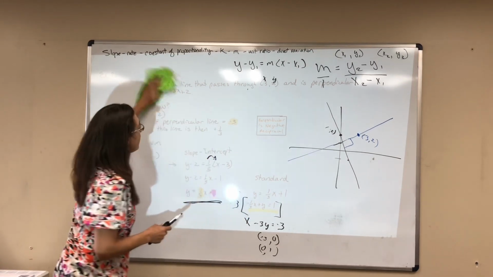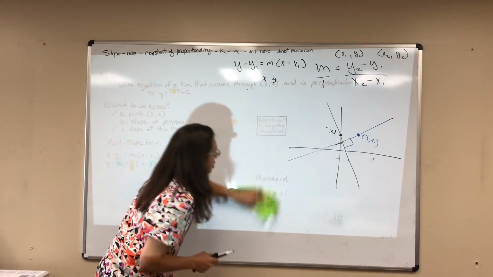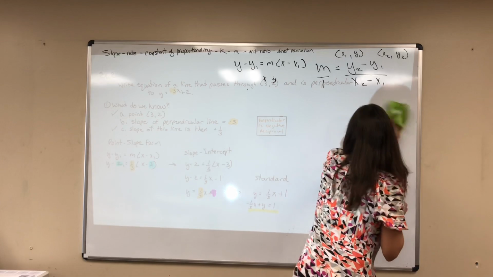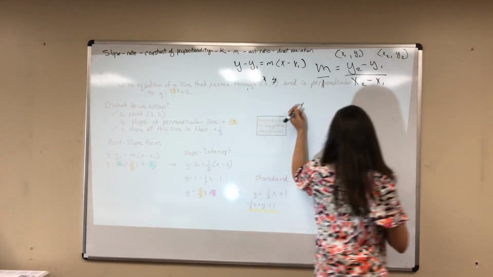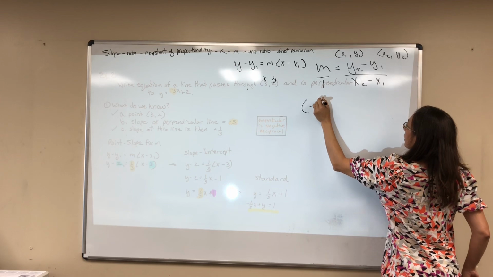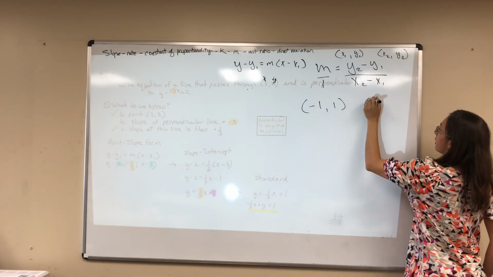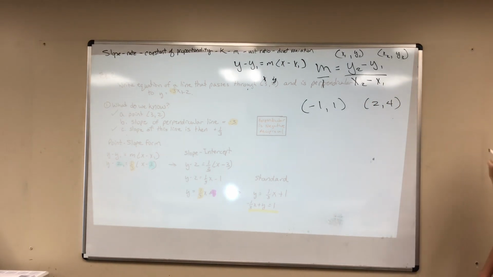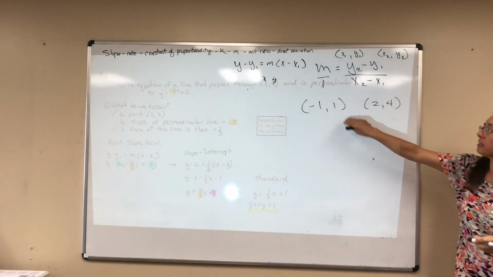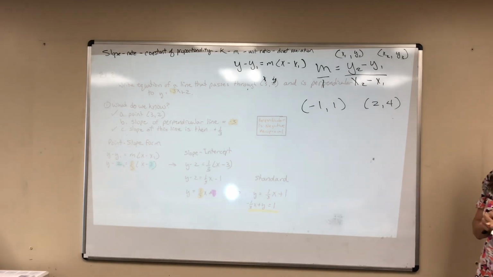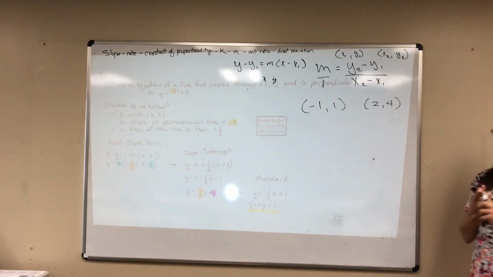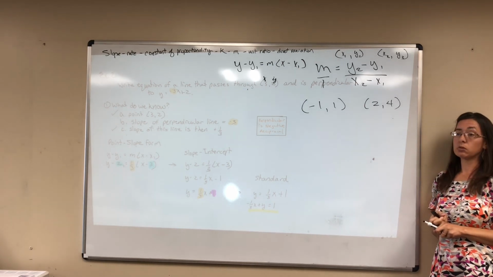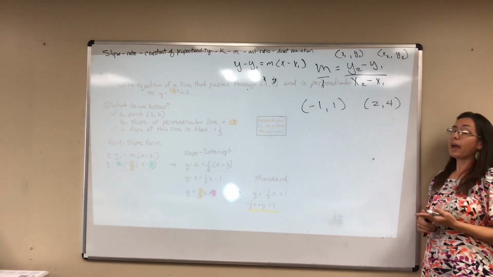Okay, now, what if you are given 2 points? It goes through negative 1, 1, and 2, 4. Write an equation of the line that goes through negative 1, 1, and 2, 4. Do we have an intercept? Are either of these an intercept? Nope. Okay? Do we have our slope?